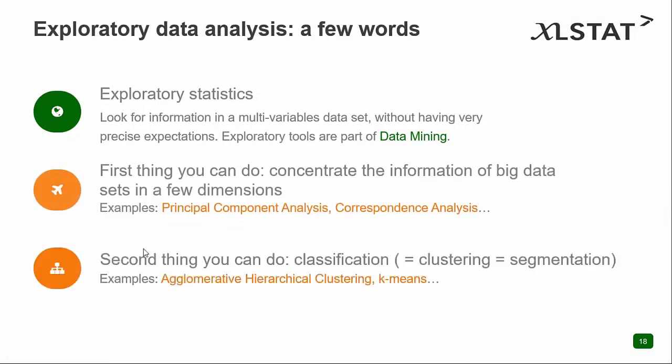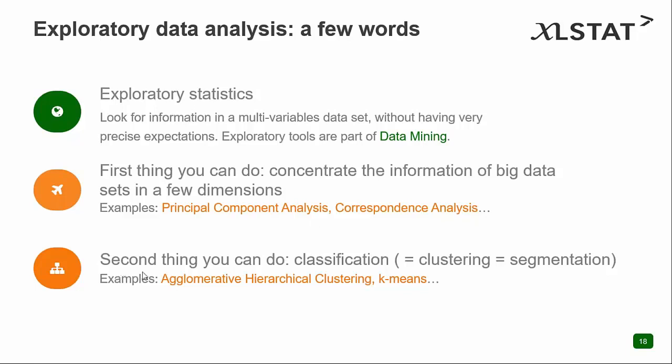Among the main things that you can do using exploratory data analysis is, first, concentrate the information of a big data set in a few dimensions. So reduce the information from a data set with 10 columns to a data set with 2 or 3 columns, which will be far easier to investigate. For example, principal component analysis, correspondence analysis, factor analysis, multiple factor analysis, and so on.